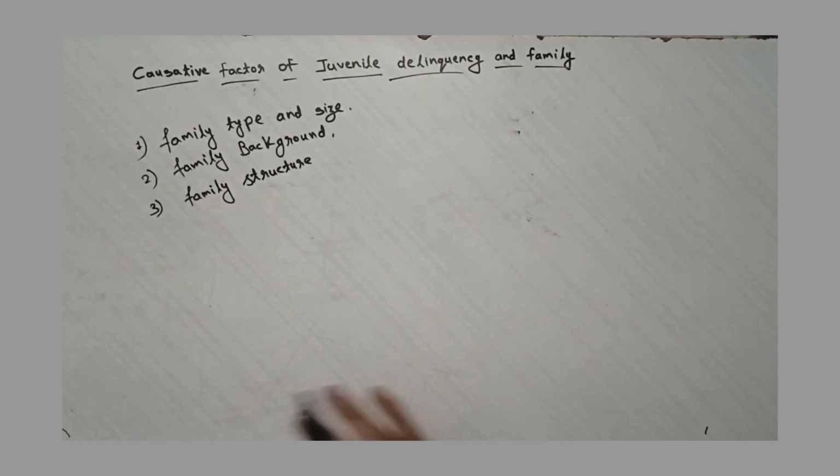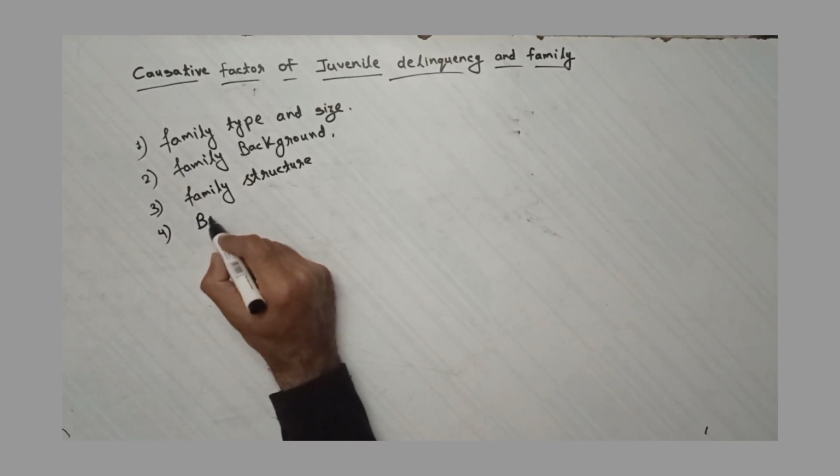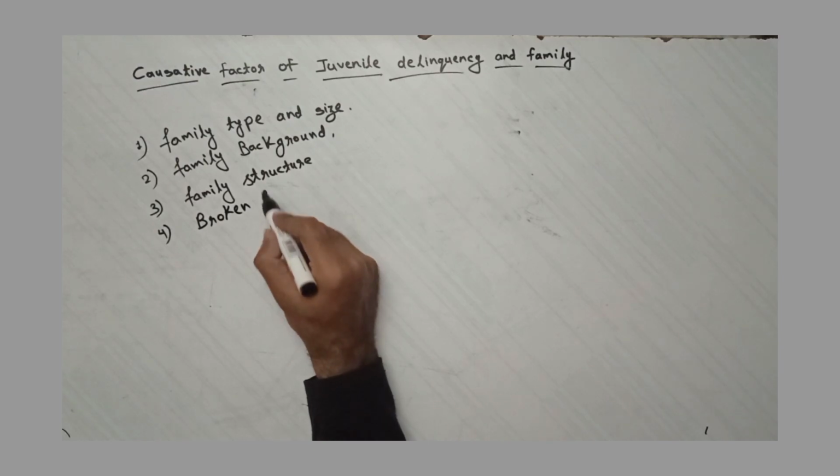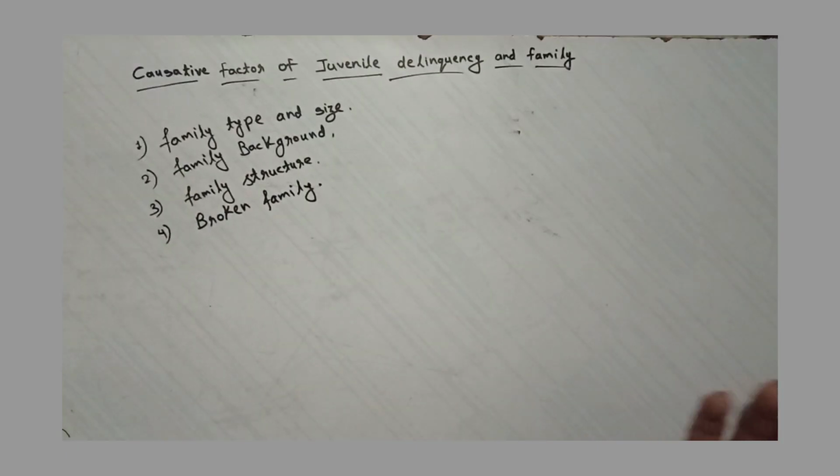These are the generalized factors. It is not that each factor applies to every case, but one of them must be applied. Next factor is a broken family. Broken family refers to a family where the parents get a divorce and there are children. Let's suppose that in the family there are two children. After the divorce, the court gives a statement that one child is left with the father and one child is left with the mother. So this will also sometimes be a factor of juvenile delinquency.